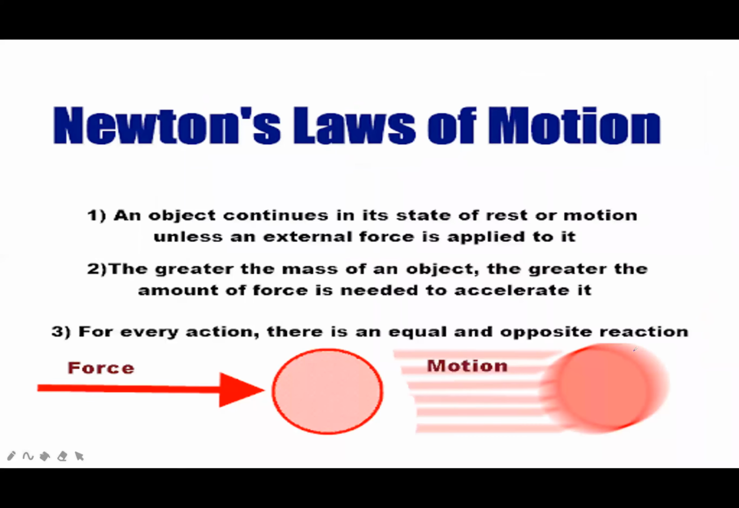Newton's laws of motion. Newton's first law: an object in a state of rest will try to continue its state of rest, and an object in a state of motion will try to continue its state of motion. Newton's first law consists of two parts. If a body is at rest, it will remain at rest, and if it is in motion, it will remain in motion if no force is acting on that body.